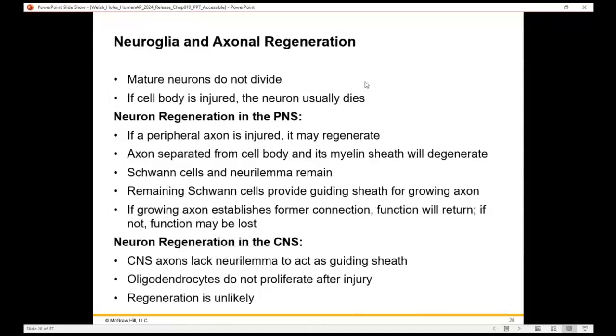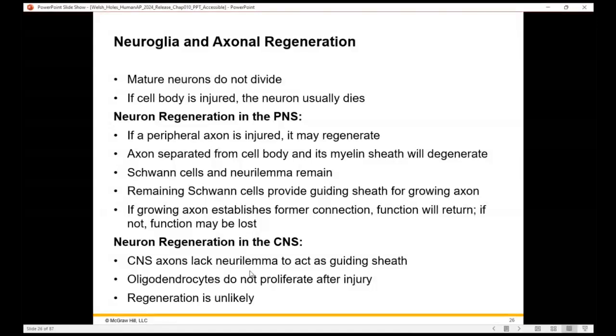Okay, regeneration. Mature neurons do not divide. If the cell body is injured, the neuron usually dies. Some neuron regeneration occurs in the peripheral nervous system. If a peripheral axon is injured, it can regenerate. Axons are separated from the cell body, and its myelin sheath can degenerate. Schwann cells and neurolemma remain. The remaining Schwann cells provide guiding sheaths for the growing axon. If the growing axon establishes a former connection, function will return. If not, function may be lost.